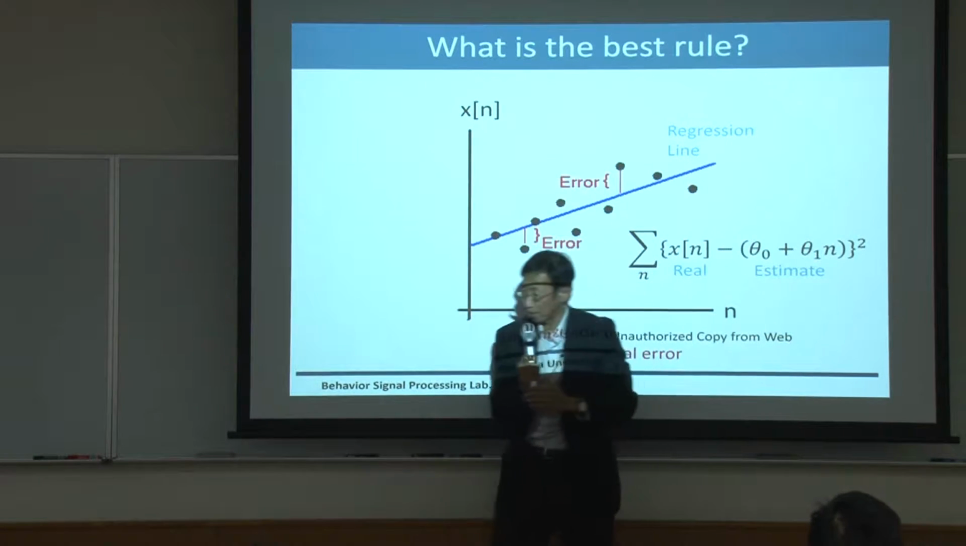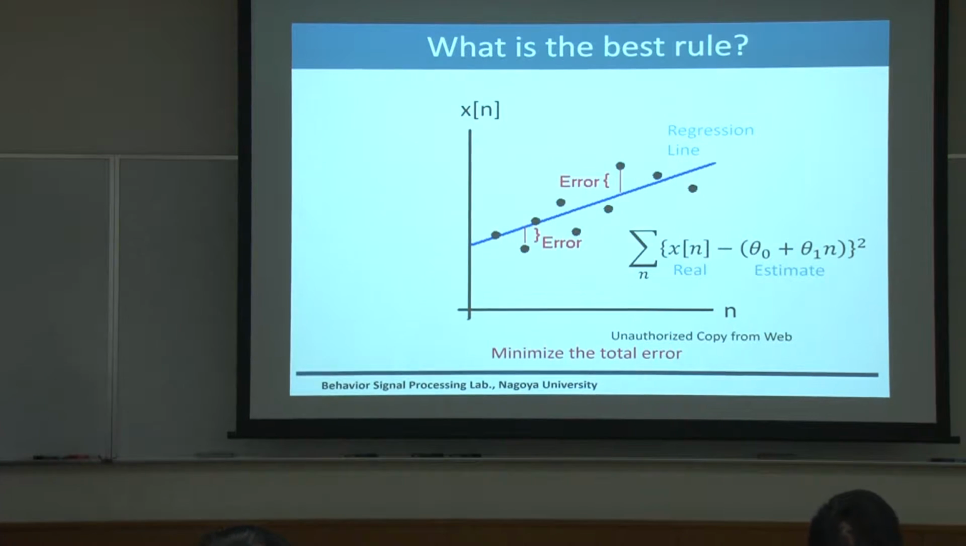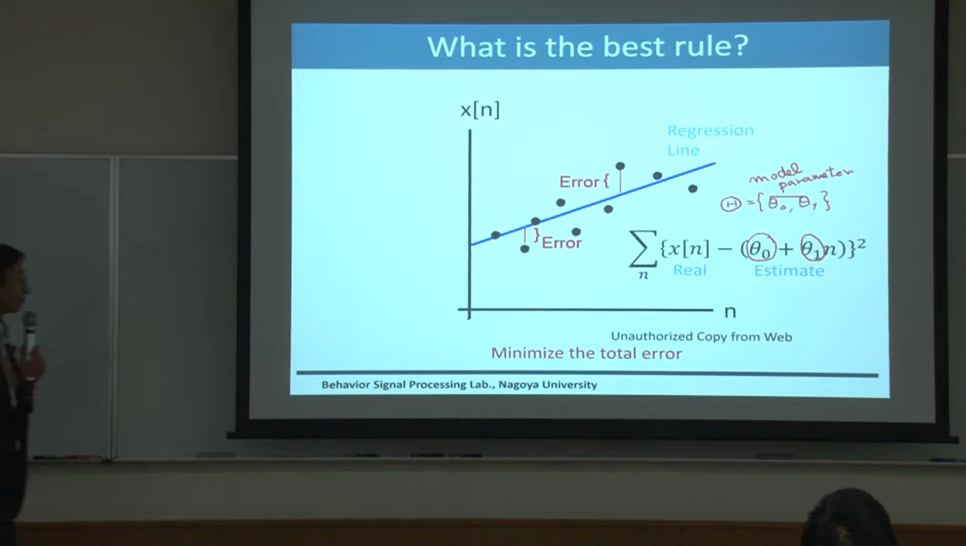So here are two parameters. One is theta 0, a model parameter, and this is another parameter, theta 1. So they sometimes use the notation capital Theta, which has two parameters, theta 0 and theta 1, as the model parameters. So this is a very important idea.